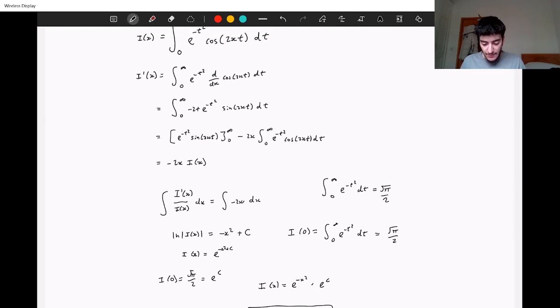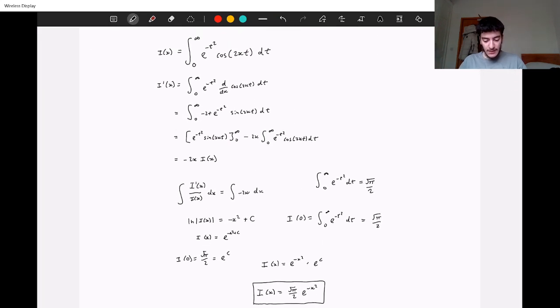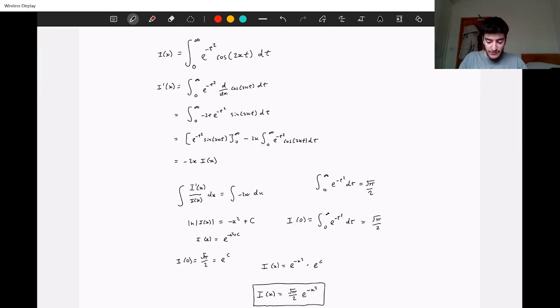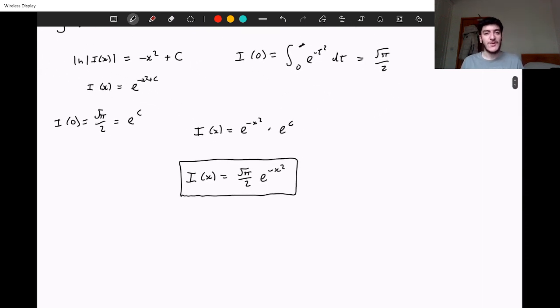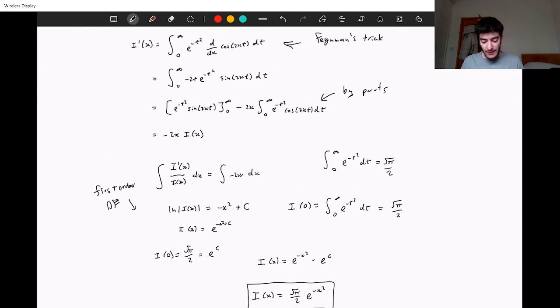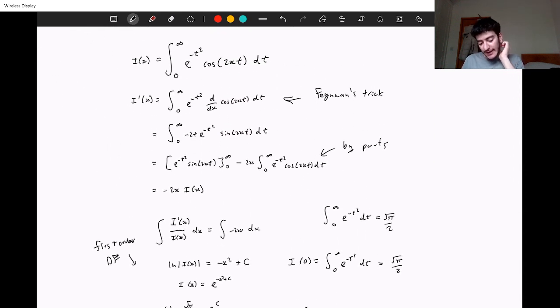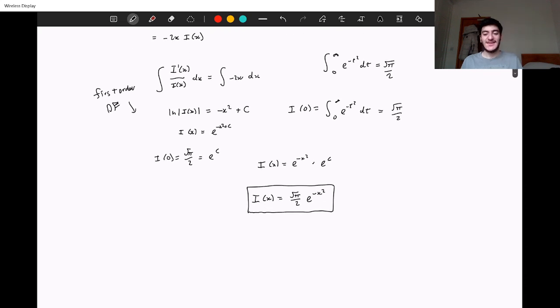So yeah, a couple of things to talk about. We used Feynman's trick. This is Feynman's trick. Used integration by parts. This is like a first order differential equation. And yeah, then we managed to get a very clean answer. Okay, I can't lie, that was way cleaner than expected. Because the thing is, I knew from the beginning that if you plug in 0, you do get the Gaussian, but yeah, that was clean. I hope you guys agree.